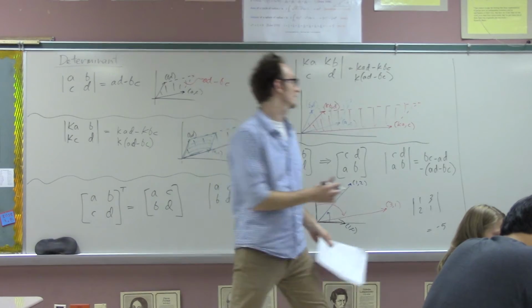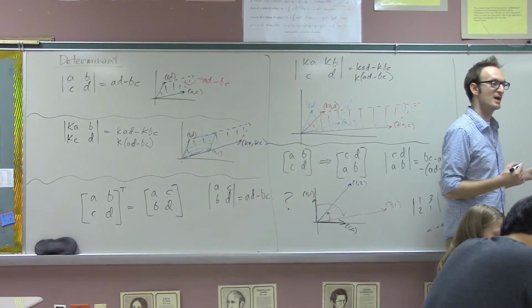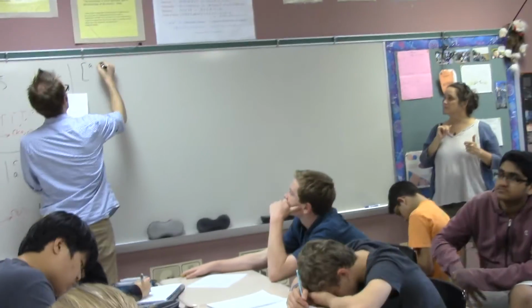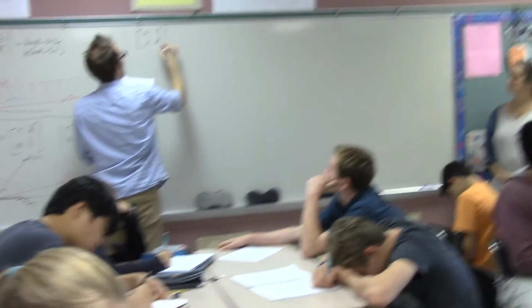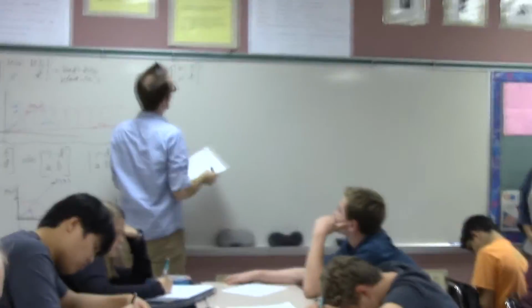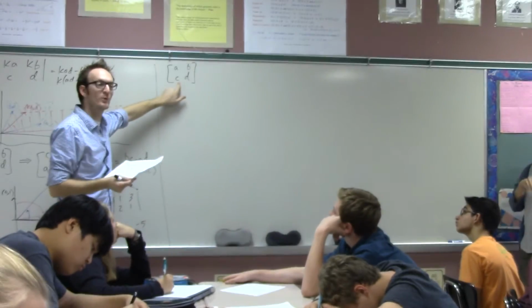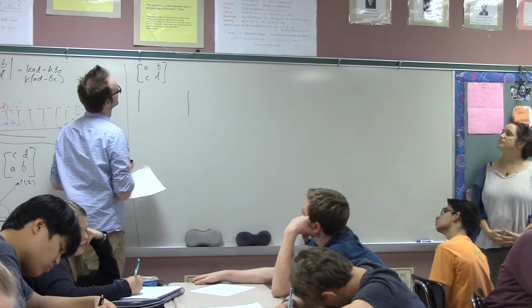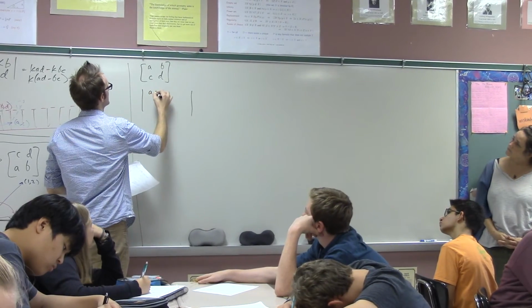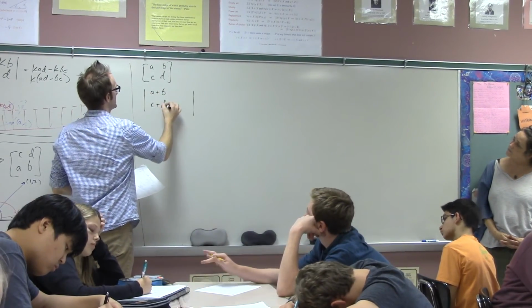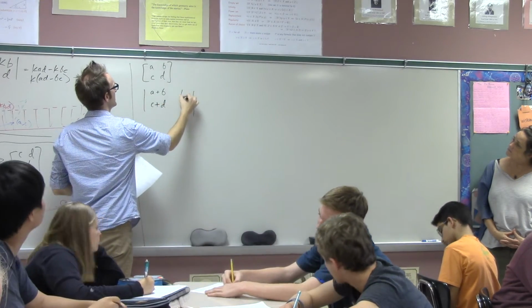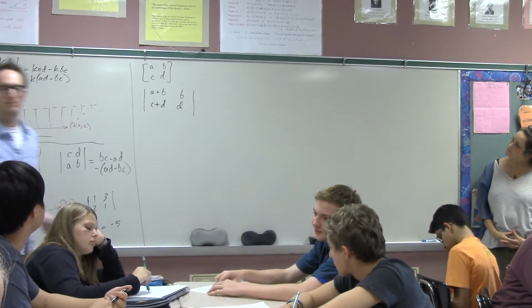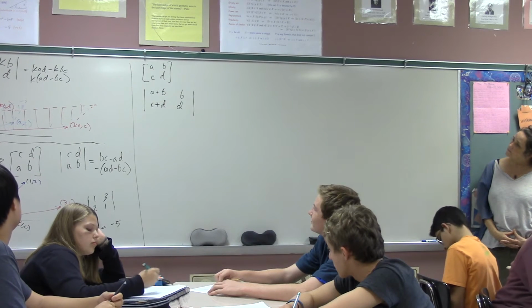It's actually prettier if you do it with columns, so let's do columns. Suppose this was my original matrix, A, B, C, D. What I'm going to do is replace column 1 with the sum of column 1 and column 2. So make this A plus B, C plus D, and make this B, D. Compute the determinant and then draw me a picture that explains the whole situation.